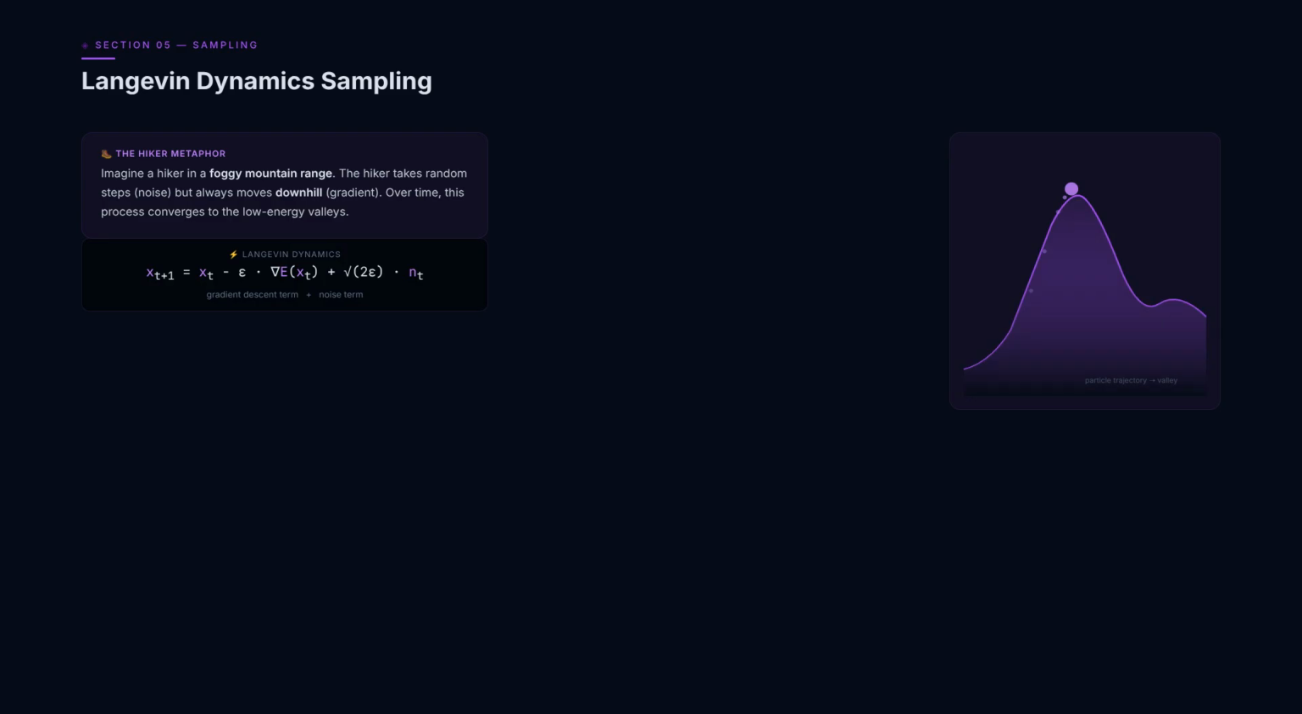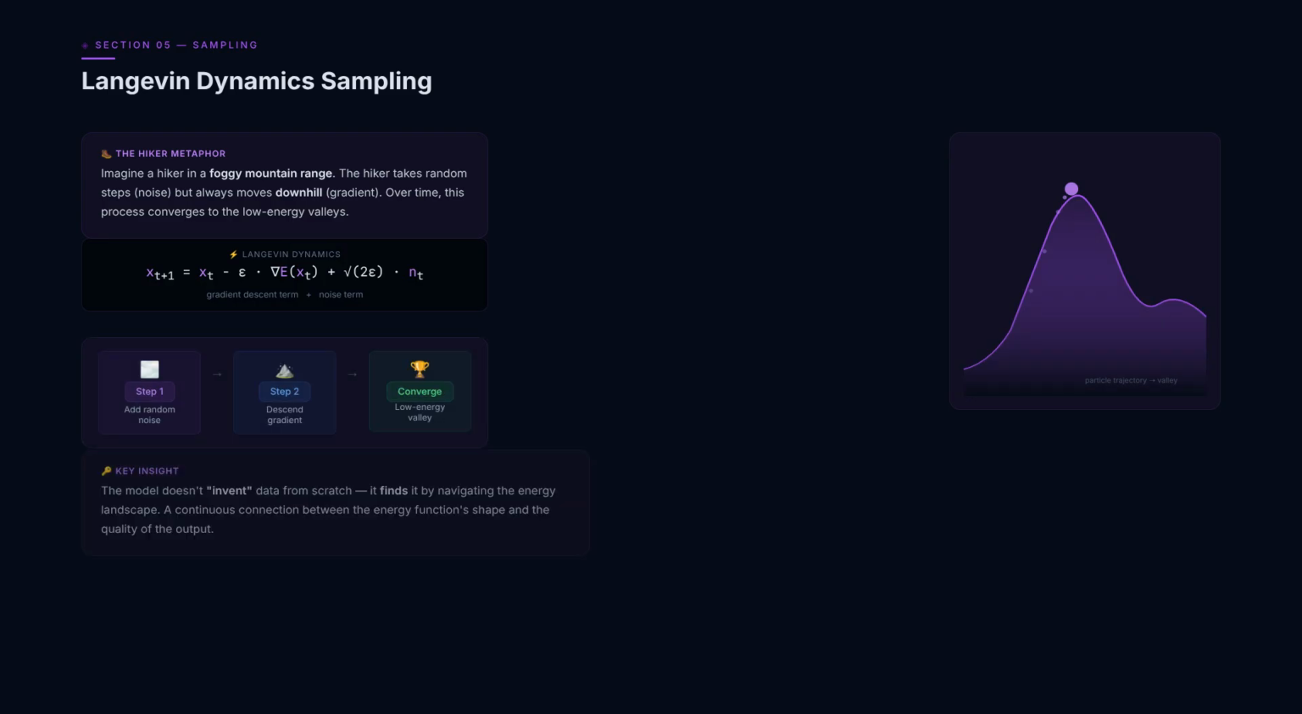So, how do we actually generate new data? We use a process called Langevin Dynamics. Imagine a hiker in a foggy mountain range. The hiker adds random steps, noise, but always moves downhill, following the gradient. Over time, this stochastic process converges to the low-energy valleys. The model doesn't invent data from scratch, it finds it by navigating the energy landscape. By repeatedly adding noise and descending the gradient, the system settles into a state that matches the distribution of the training data. It's a continuous connection between the energy function's shape and the quality of the output.